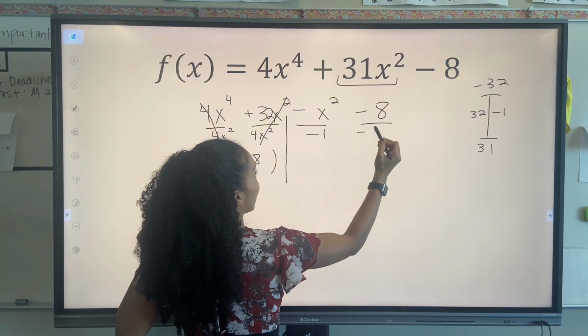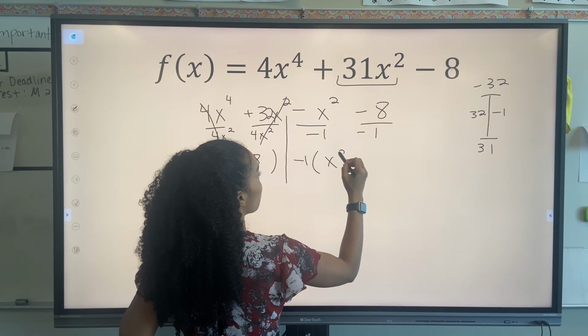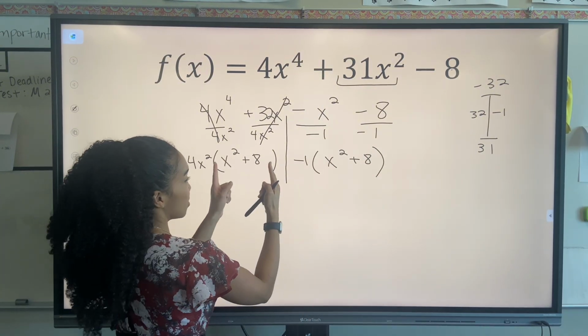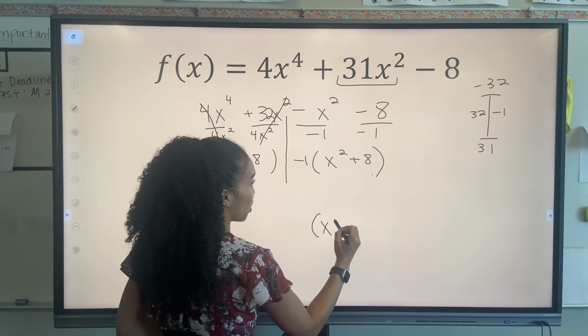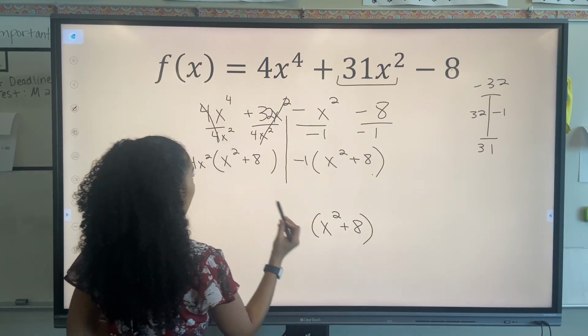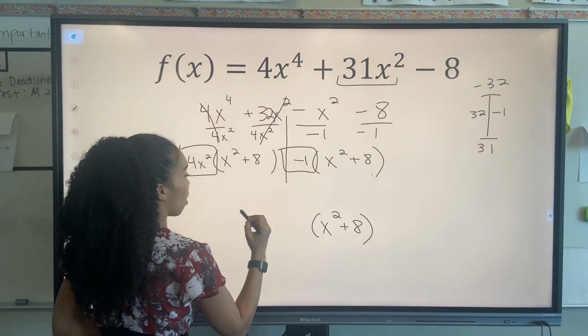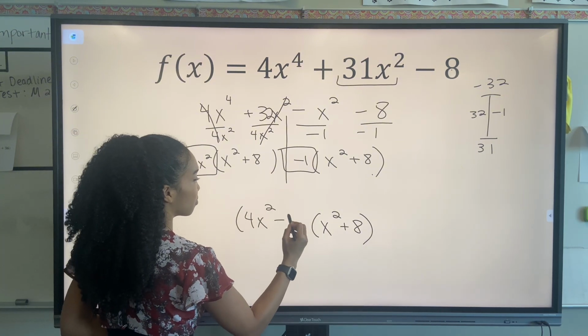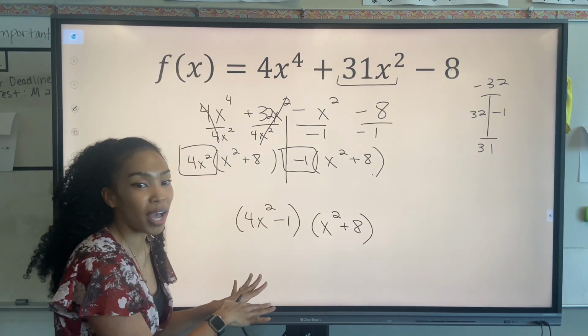Divide these both by a negative 1. So this will be x squared plus 8. Since these match, that is just one of your factors. And what is on the outside are your other factors. Now, I'm going to stop here and let you guys solve it.